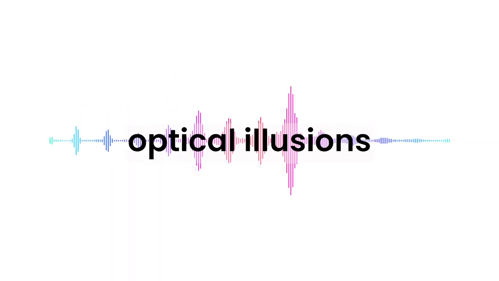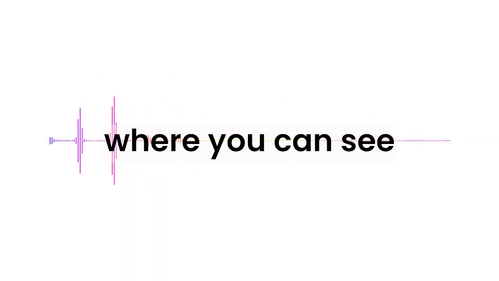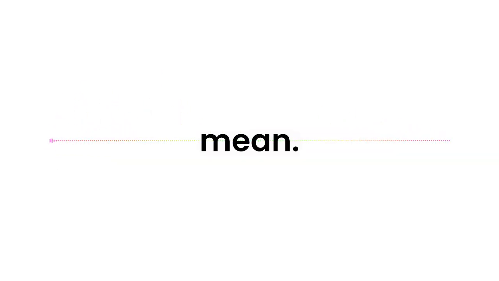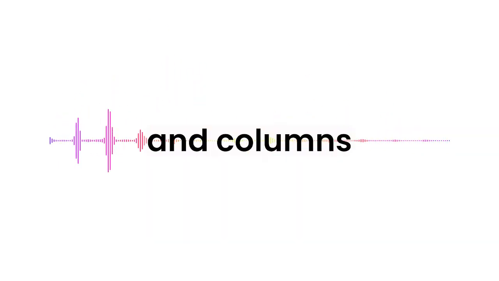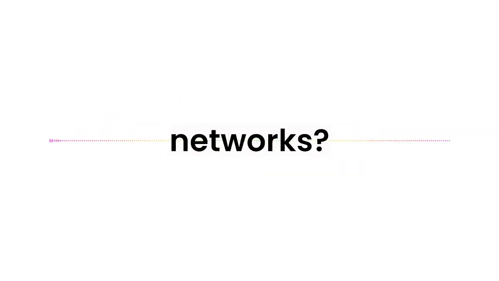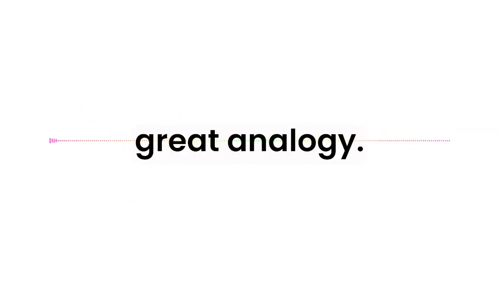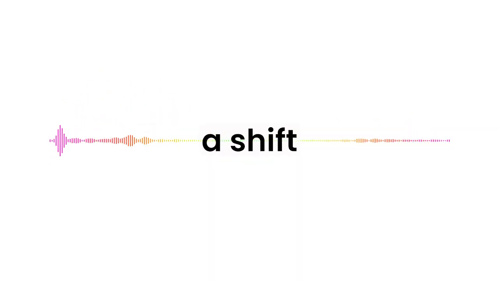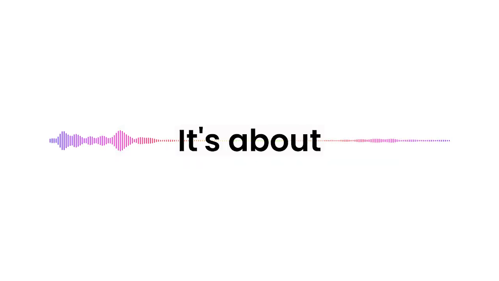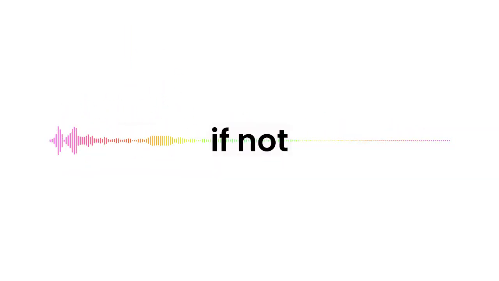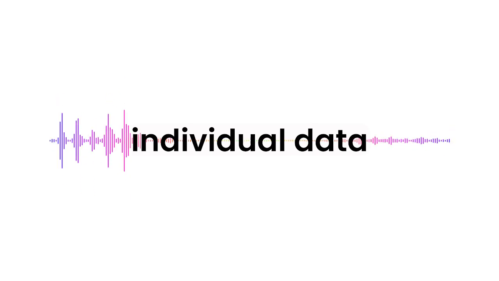It makes me think of those optical illusions where you can see two different images depending on how you look at it. Like, are we stuck seeing the rows and columns when we should be looking for those interconnected networks? It's a great analogy. You've hit on a crucial point. Thinking like a graph requires a shift in perspective. It's about recognizing that relationships are as important, if not more important, than the individual data points themselves.